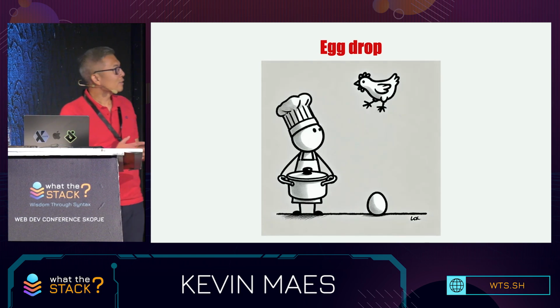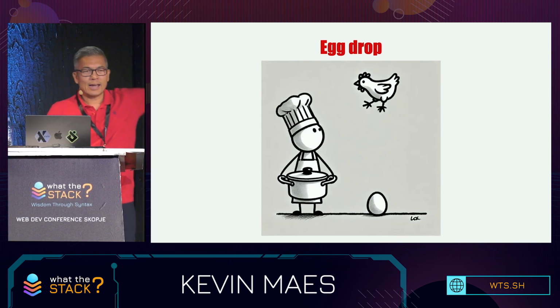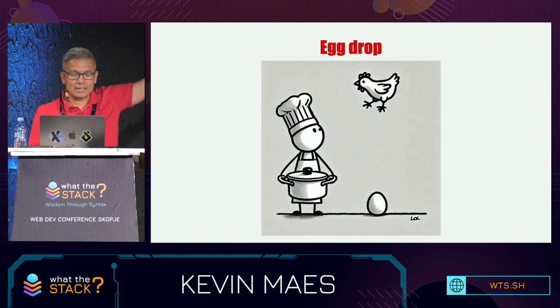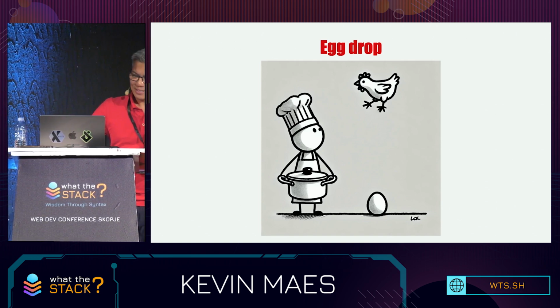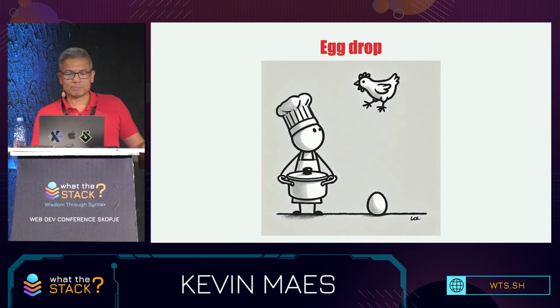But the concept of the game is simple. There's going to be a chef who's cooking a soup. There's going to be hens or chickens up above laying eggs, and the chef is going to try to catch them. And the hens hope that he doesn't. Okay, simple enough. So let's get cooking.